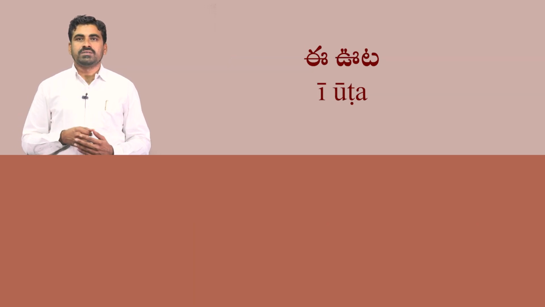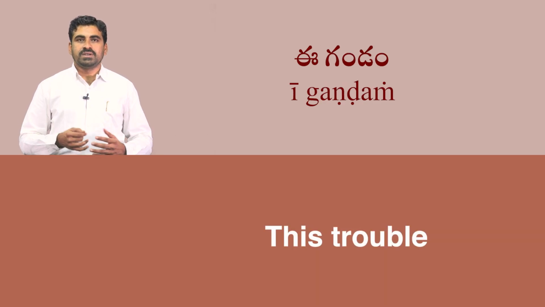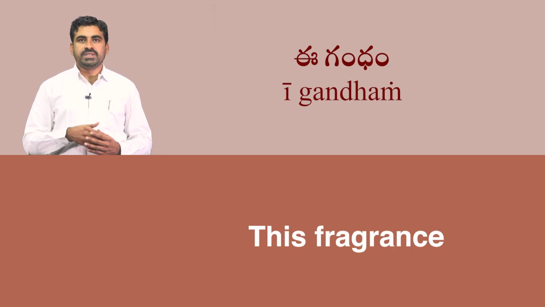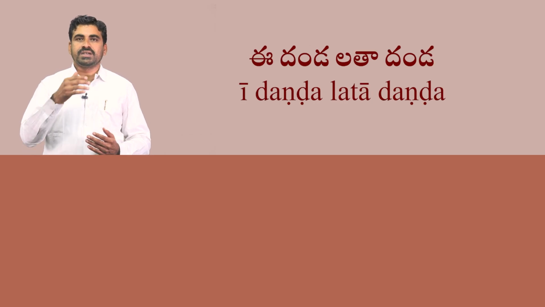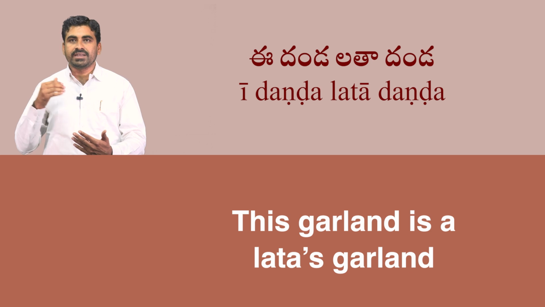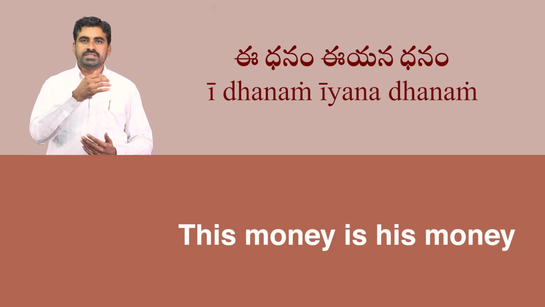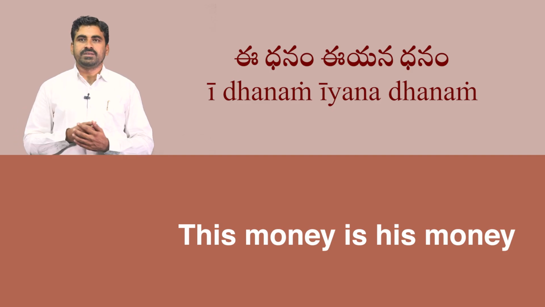E uta, this spring. E gandam, this trouble. E gandham, this fragrance. E danda, Lata danda. This garland is Lata's garland. E dhanam, Iyana dhanam. This money is his money.